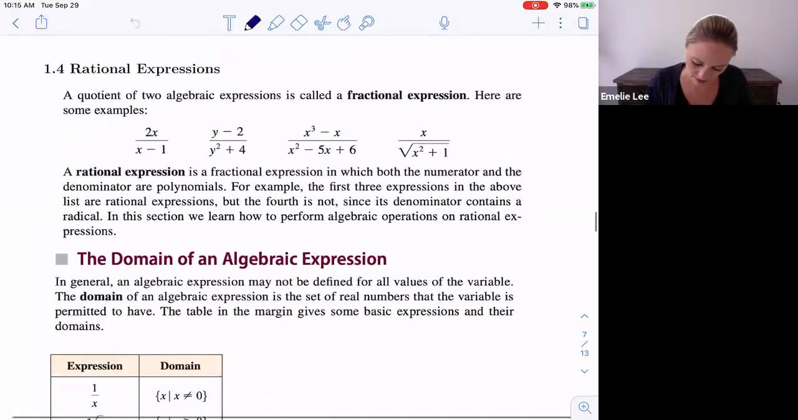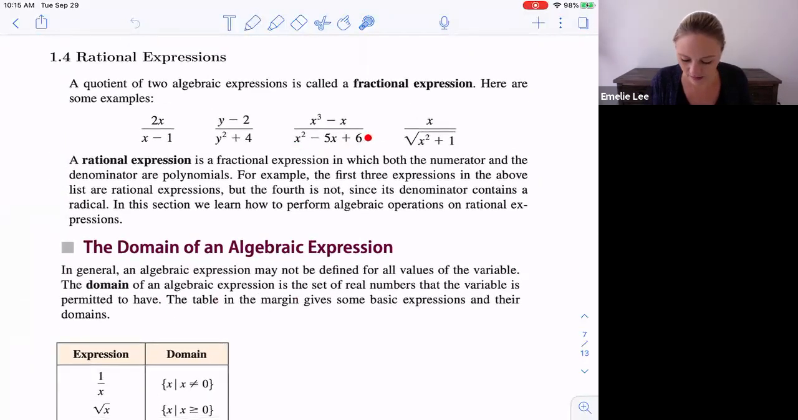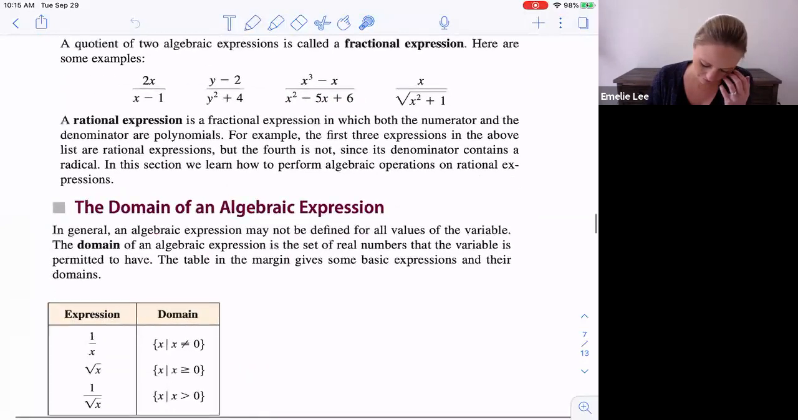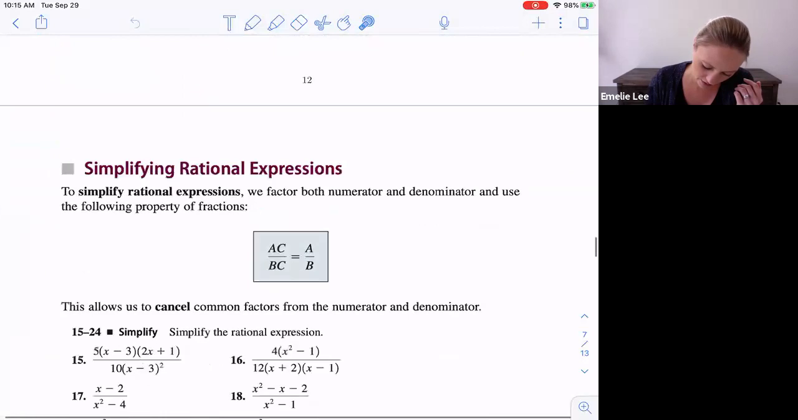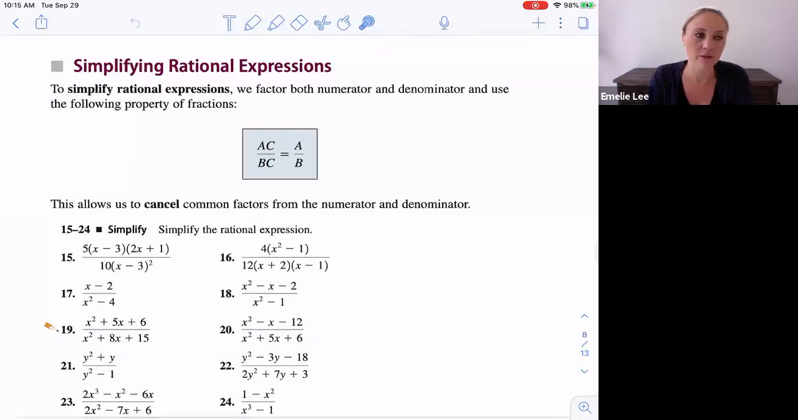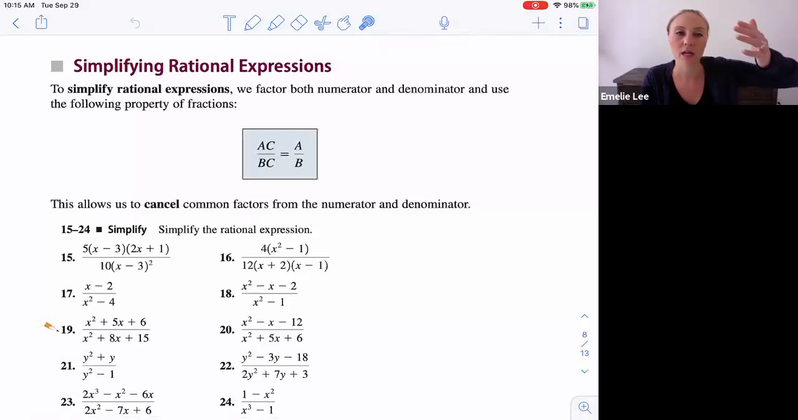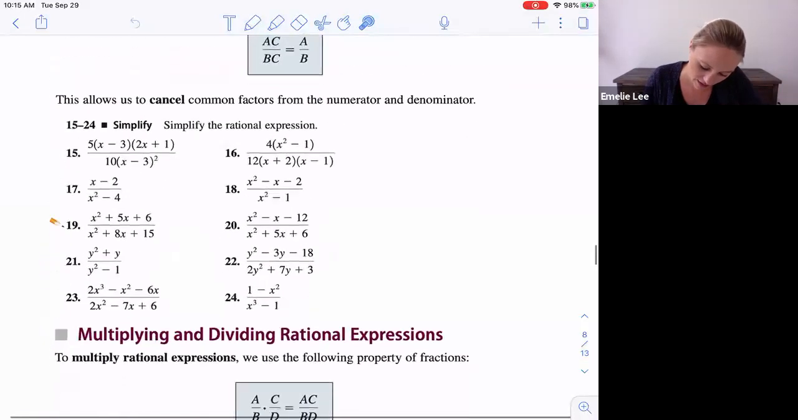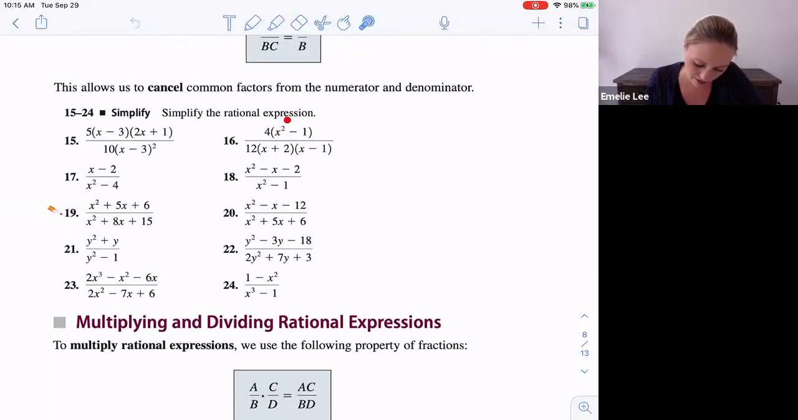Especially if we see something like x squared minus 5x plus 6, I can say, okay, I'm able to find the solutions using the quadratic formula if I set it equal to 0, and then I'll be able to factor this thing. So now we can start simplifying rational expressions. A rational expression, like we said, is just an algebraic expression in both the numerator and the denominator. So if we want to simplify a rational expression, this is where we left off in 1.4.